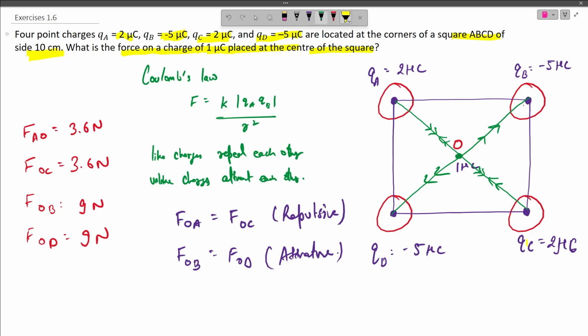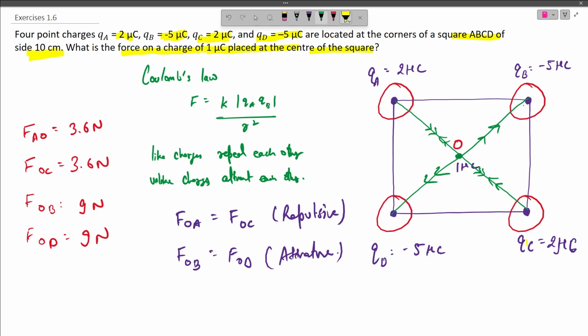So there are 4 charged particles, namely QA, QB, QC and QD, and they all are arranged in the form of a square. Now if we assume that the square has 4 vertices, namely ABCD, and the particles are arranged at the corners ABCD, namely QA as 2 microcoulomb, QB as minus 5 microcoulomb, QC as 2 microcoulomb and QD as minus 5 microcoulomb.